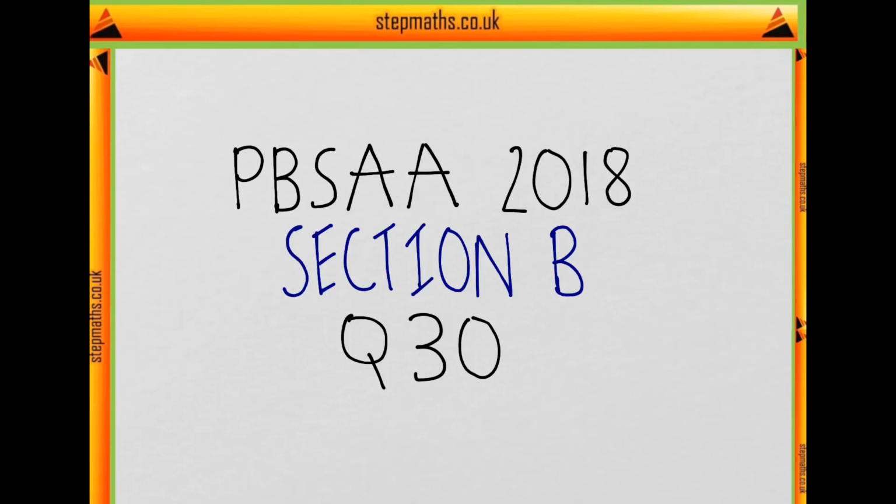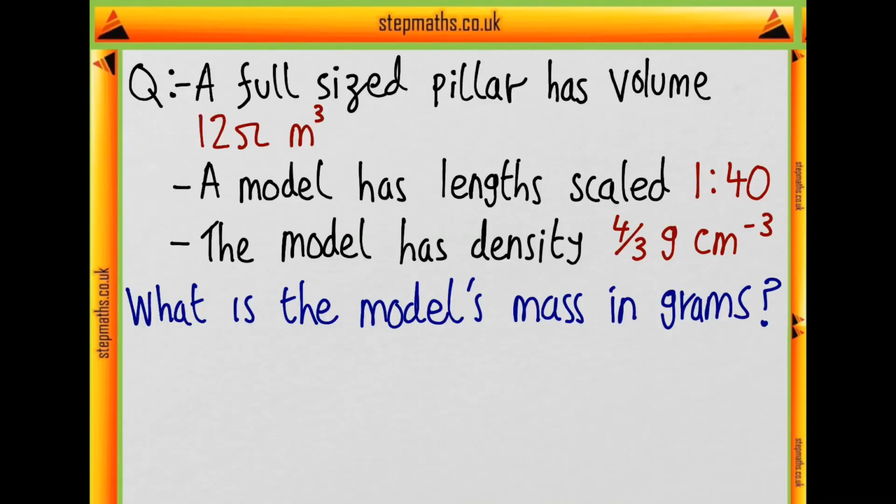This is question 30 from section B of the 2018 PBSAA paper. In this question, we're given a full-size pillar and we're told it has a volume of 12 pi cubic metres. And we're told about a scale model of this pillar, and the lengths of this model are scaled 1 to 40.